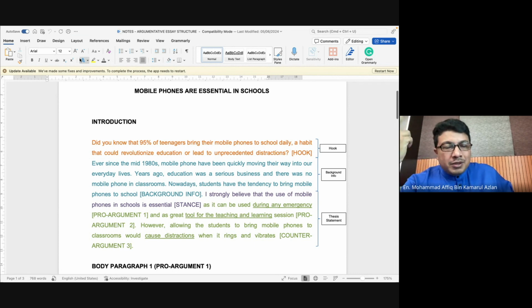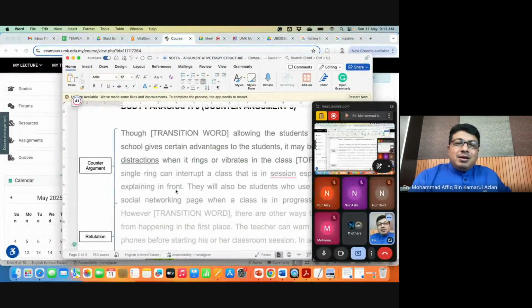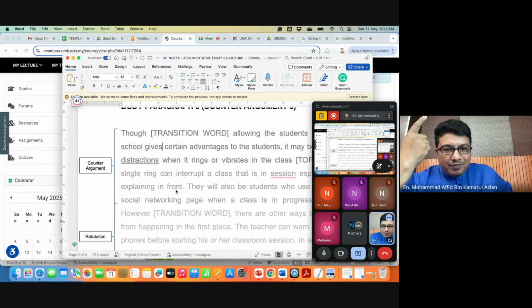Although we have positive points, now we have negative points, cause distractions. Because even a single ring can interrupt the class that is in session. However, we can still avoid this problem. So this is what we call a refutation. Refute means you kill the point. You argue with the point again. So although some people disagree, they say it can cause distractions, but you say, however, we can solve this problem. It is not a problem.